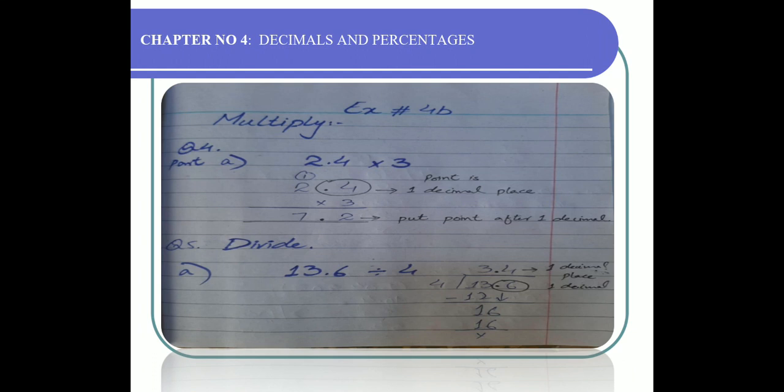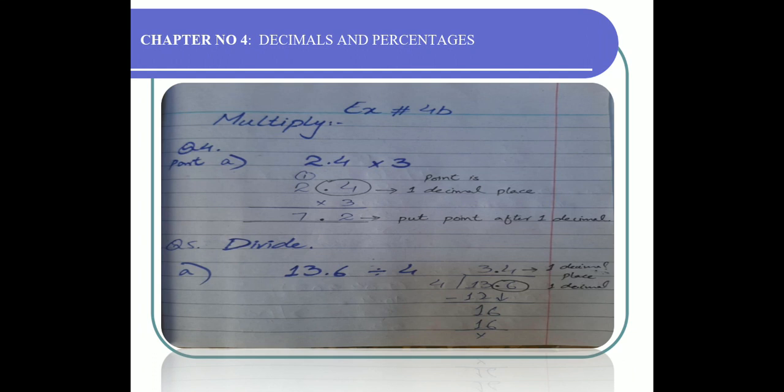Okay, one thing is very important, the placement of the dot. Look at the question. I have circled that the dot is present after one decimal place. So you have to place the dot in the answer after one decimal place. Question number 5, divide.